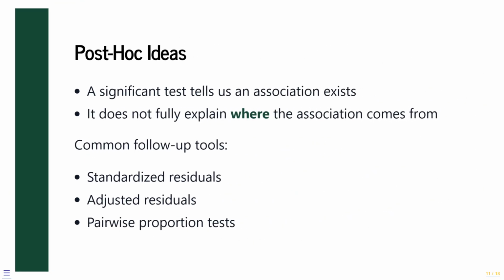A significant result tells us that an association exists, but it does not completely explain which cells are driving that association. Common follow-up tools include standardized residuals, adjusted residuals, and pairwise proportion tests.